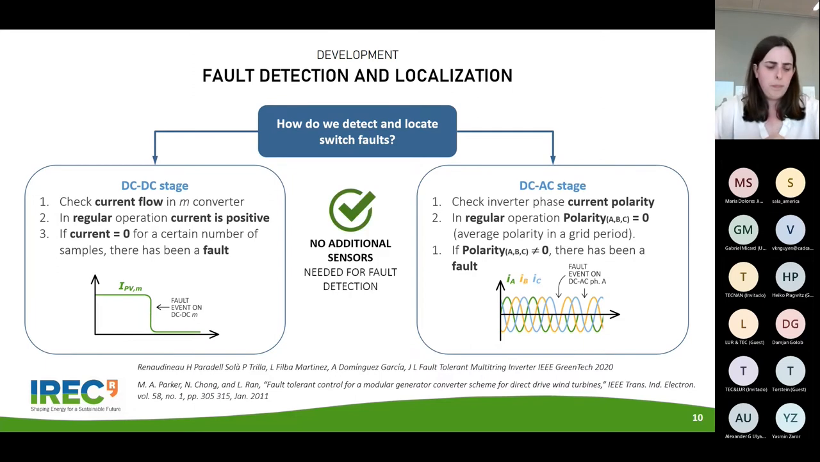These algorithms are positive because they require no additional sensors, so no additional cost for detection. Also, they use magnitudes that are already used for the control. So the computational time would not be much extended from a regular control.